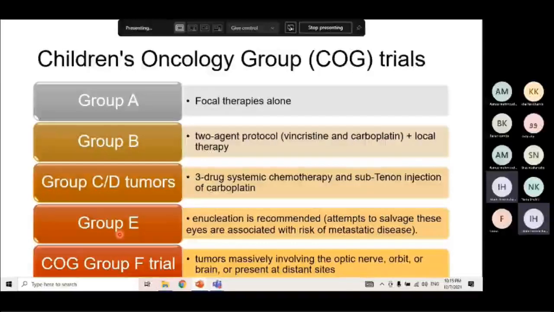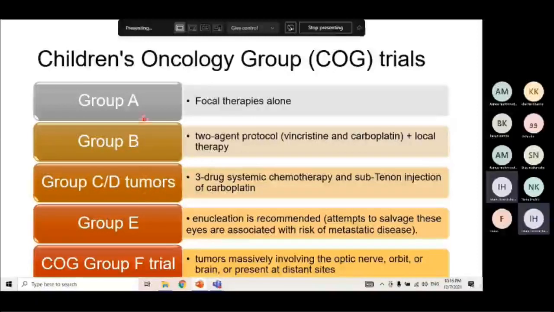So for group A, focal consolidation therapy alone will be enough. Group B, we do 2-agent chemotherapy, vincristine and carboplatin, followed by local therapy. Group C and D, we go for more aggressive chemotherapy. Group E, we go for enucleation. There is what we call a group F trial, tumors massively involving the optic nerve. We are still looking for the best treatment for them.